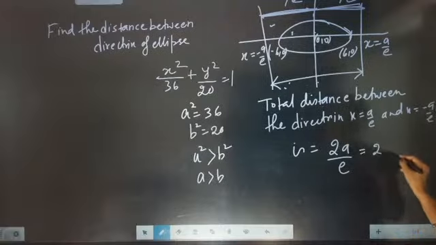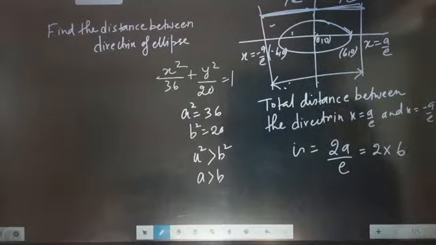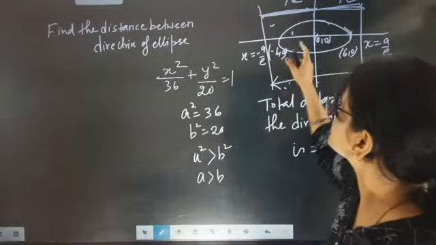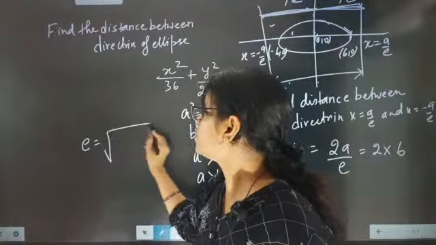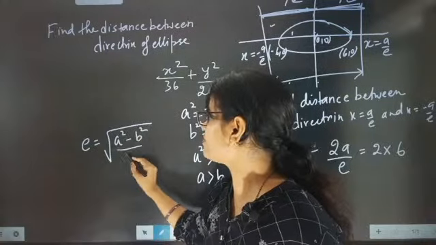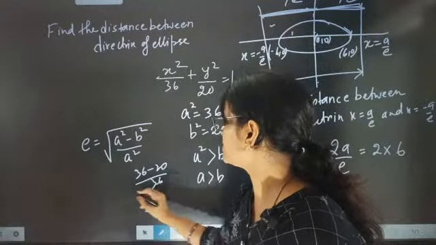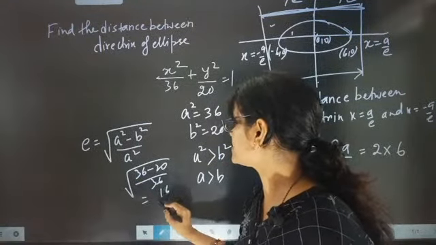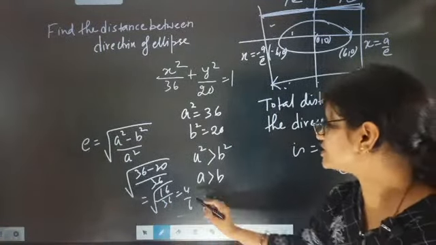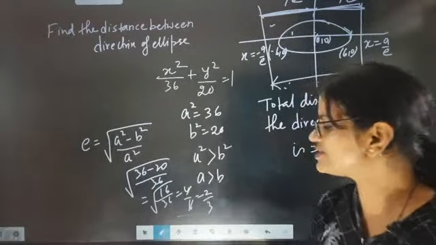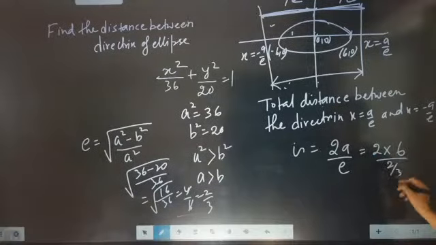So what is the value of a? The first thing is a, we already know is going to be 6. But the problem here is eccentricity. Since the ellipse is resting on the x-axis, eccentricity will be coming as root under a square minus b square by a square. So a square is 36, so 36 minus 20 by 36. So it is going to come 16 by 36 under root, so 4 by 6. Eccentricity is coming 4 by 6, which is nothing but 2 by 3. So just write 2 by 3.